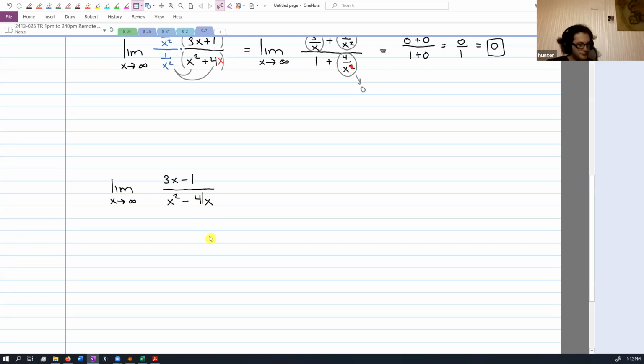Okay, so for this one, again, let x go to infinity. So 3 times infinity is a huge number. If I take 1 away from that, it's still huge, right? So the numerator goes to infinity.